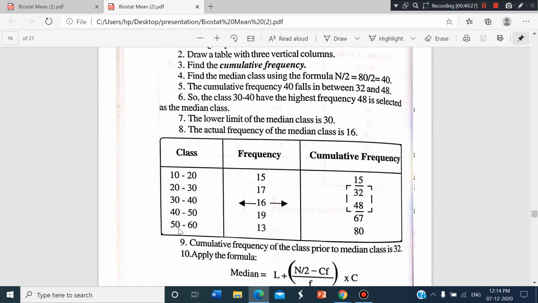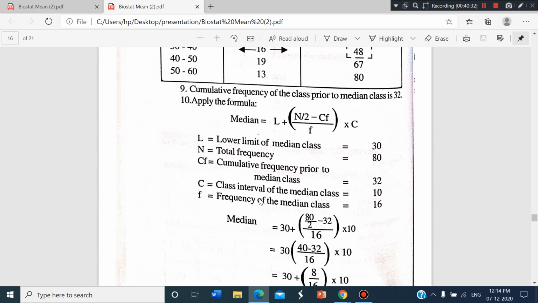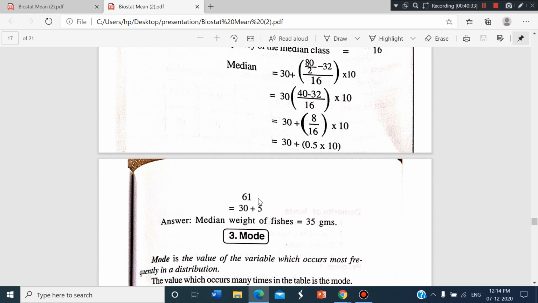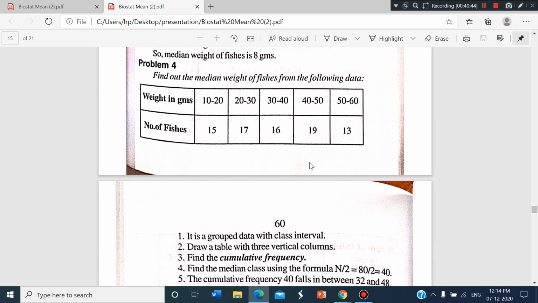It is not exactly there in the table, but it is in between. So the median weight of fishes is 35 grams. So I know it is a little bit complicated as far as the earlier calculations are concerned.